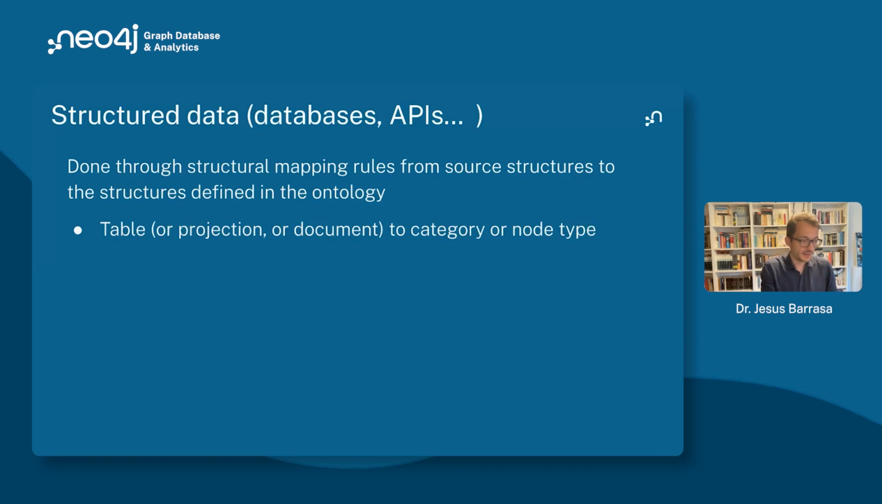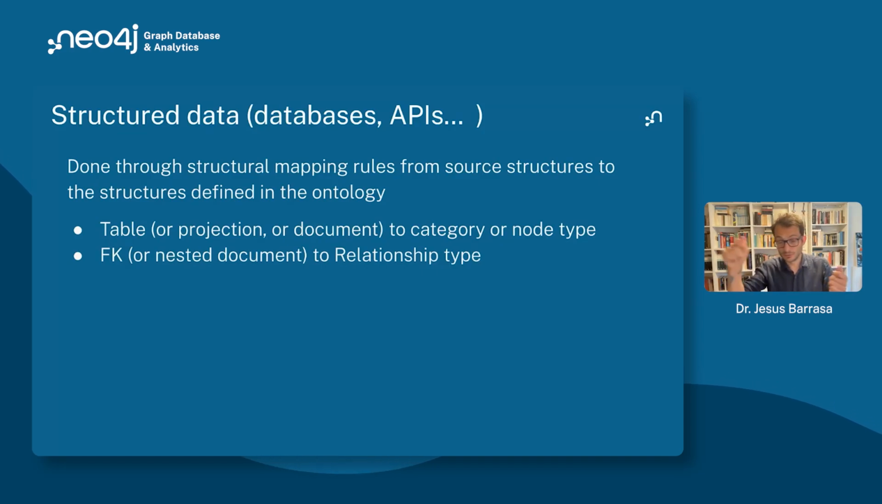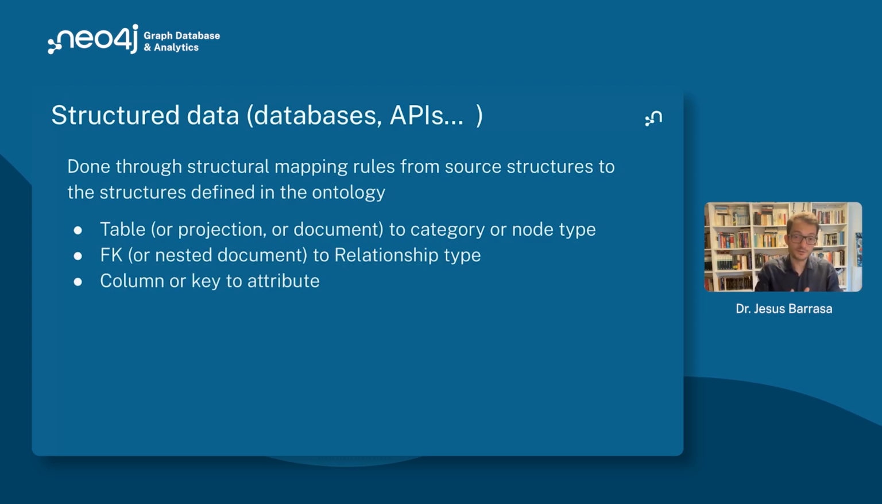And you will see things like, I was mentioning a table or a projection or a document in your database will map to a category or to a node type. You can have maybe a foreign key in your relational database mapping to a relationship type, so you will derive relationships out of it. Or you can have columns mapping to attributes or even keys if what you have is a document instead of a table. But that's the idea. So you see it's a structural mapping between source and target.